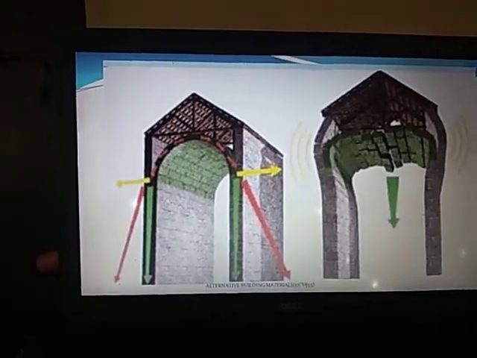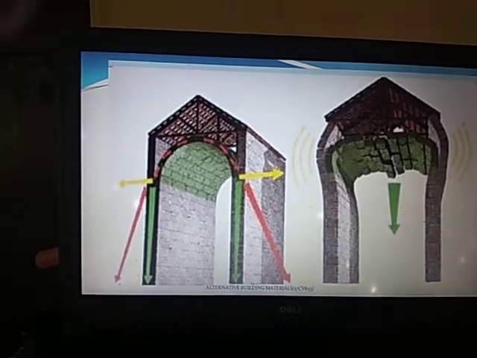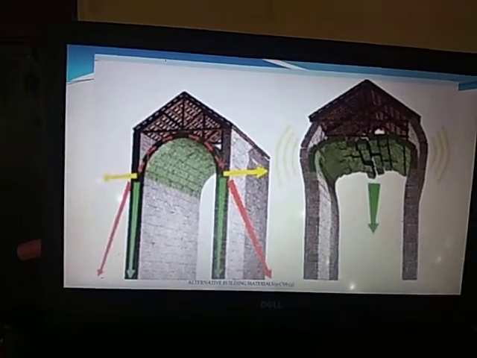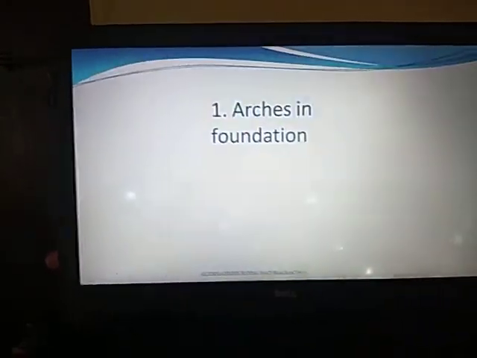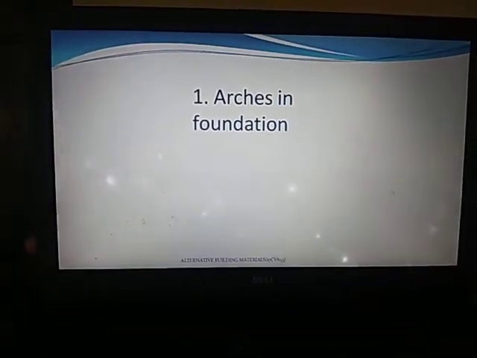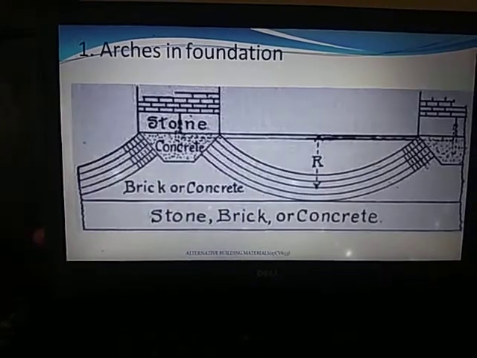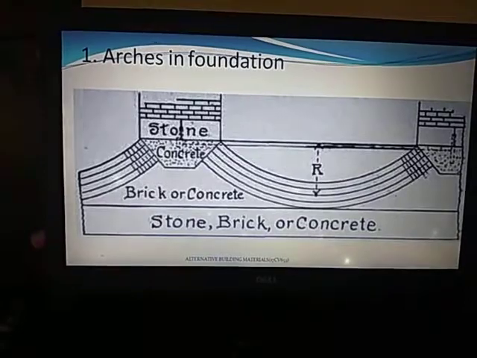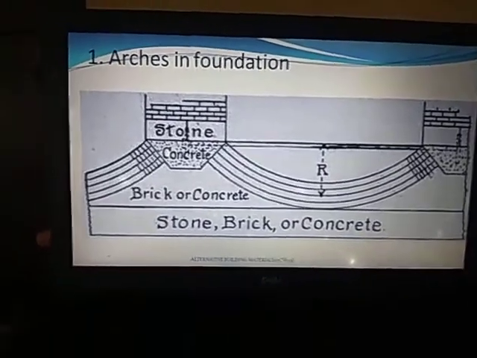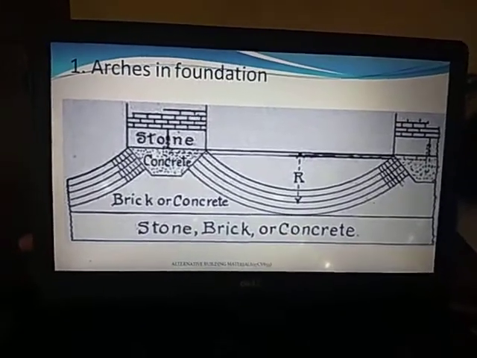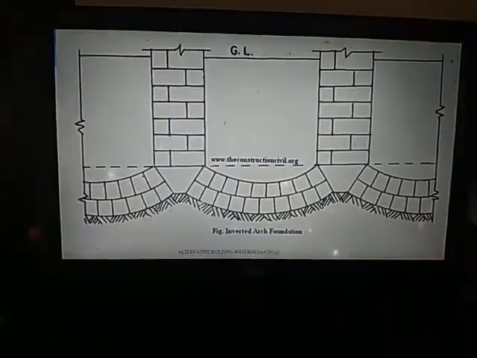So this is the behavior if you're providing arches. After the loading, what is the behavior? This is one figure as shown. Next, in your syllabus only arches in foundation is included, so I'm going to explain about arches in foundation. Usually an inverted arch foundation should be considered.